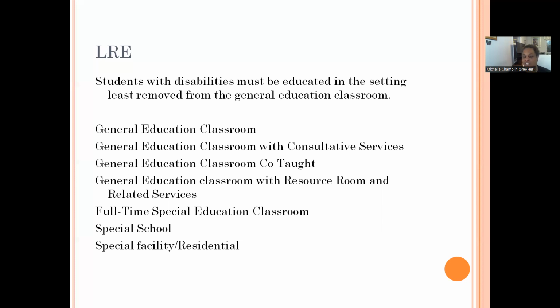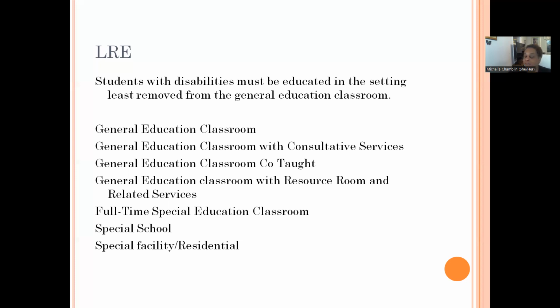Then we have general education classroom with resource room, related services, all types of pullouts. Some of our related services are speech and language, counseling, occupational therapy, and physical therapy. As the student is pulled out from the general education classroom, that becomes more restrictive. The more time spent outside of that general education classroom, the more restrictive the placement is, because you're moving away from the least restrictive environment.